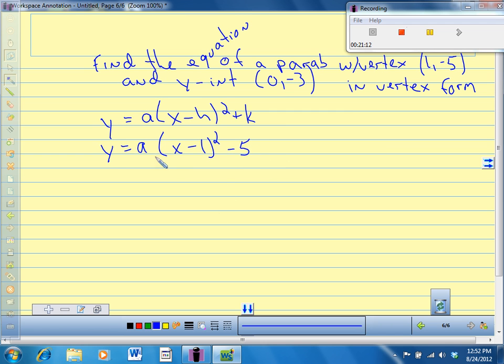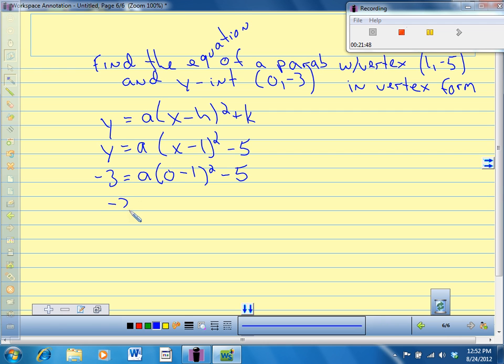Now to find a, I need another point on the graph. That's how the people who made those things on the wall make their parabola go through certain points and curve how they want. So you take another point you want your parabola to go through. In this case it's the y-intercept, but it could be any point on the parabola, and you plug it in. So I plug in -3 for y, leave a alone, and x is 0, minus 1 squared, minus 5, and then I solve this for a.